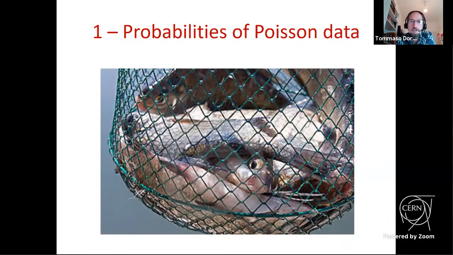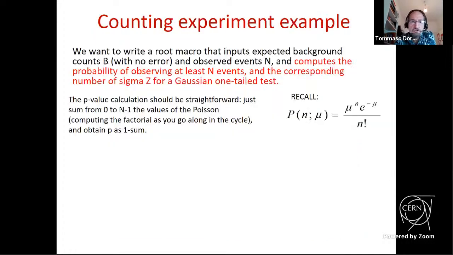So I promised we will look into this tail probability calculation, and it is trivial, but then we will be able to do it by inserting a nuisance parameter, and things become a little bit more interesting. So we want to write a ROOT macro that inputs expected background counts b right now with no error and observed events n, and computes the probability of observing at least n events. So it's a positive tail probability that we want, and the corresponding number of sigmas for a one-tailed Gaussian test. Okay, so this is the mathematical map we were talking about all along.